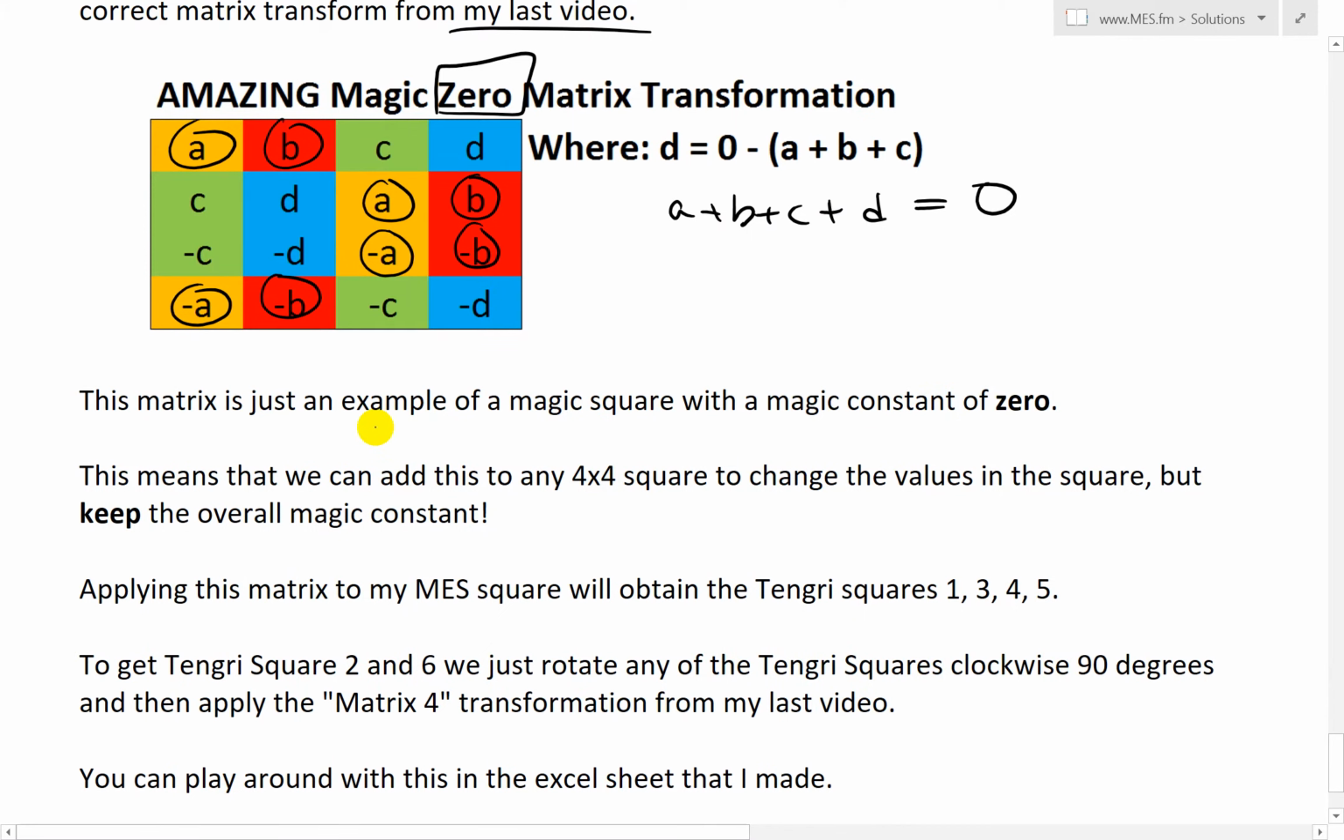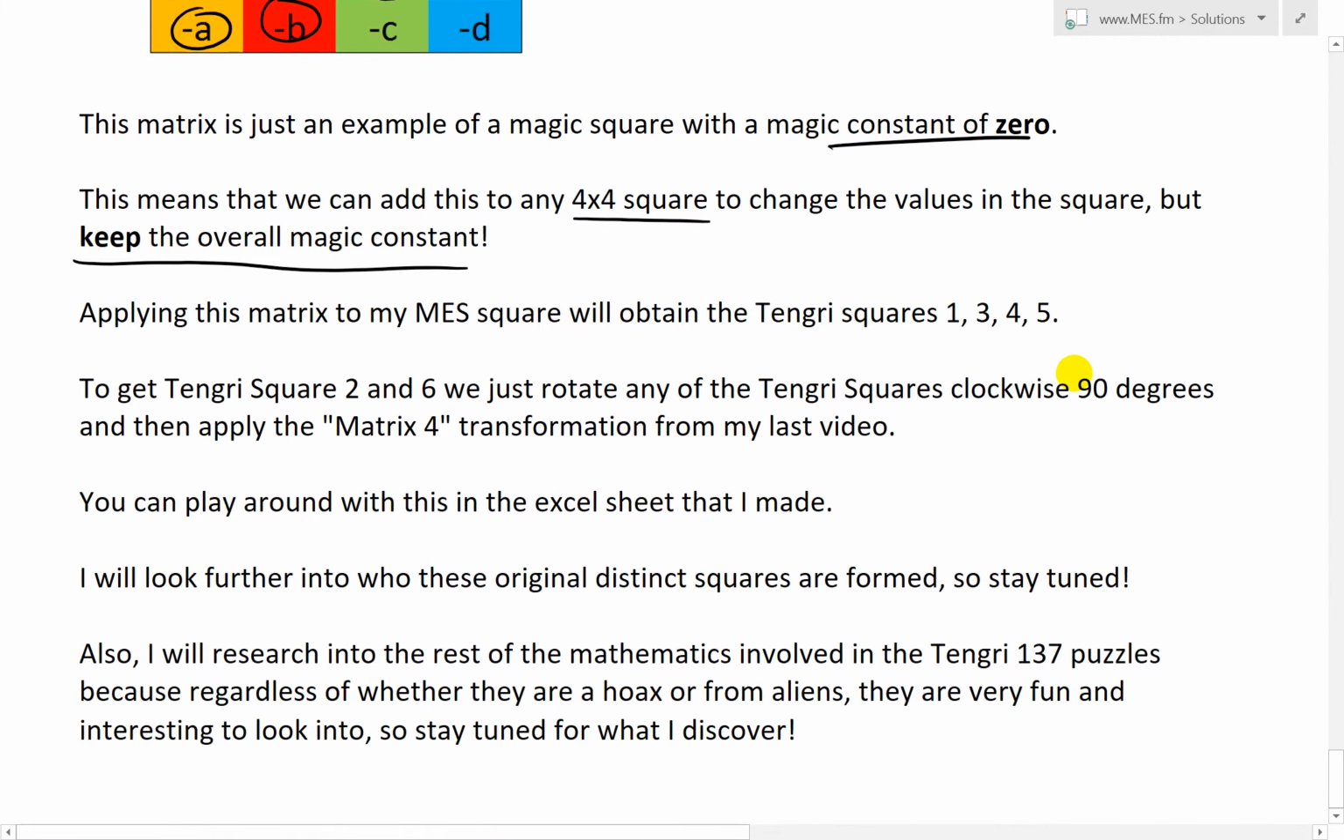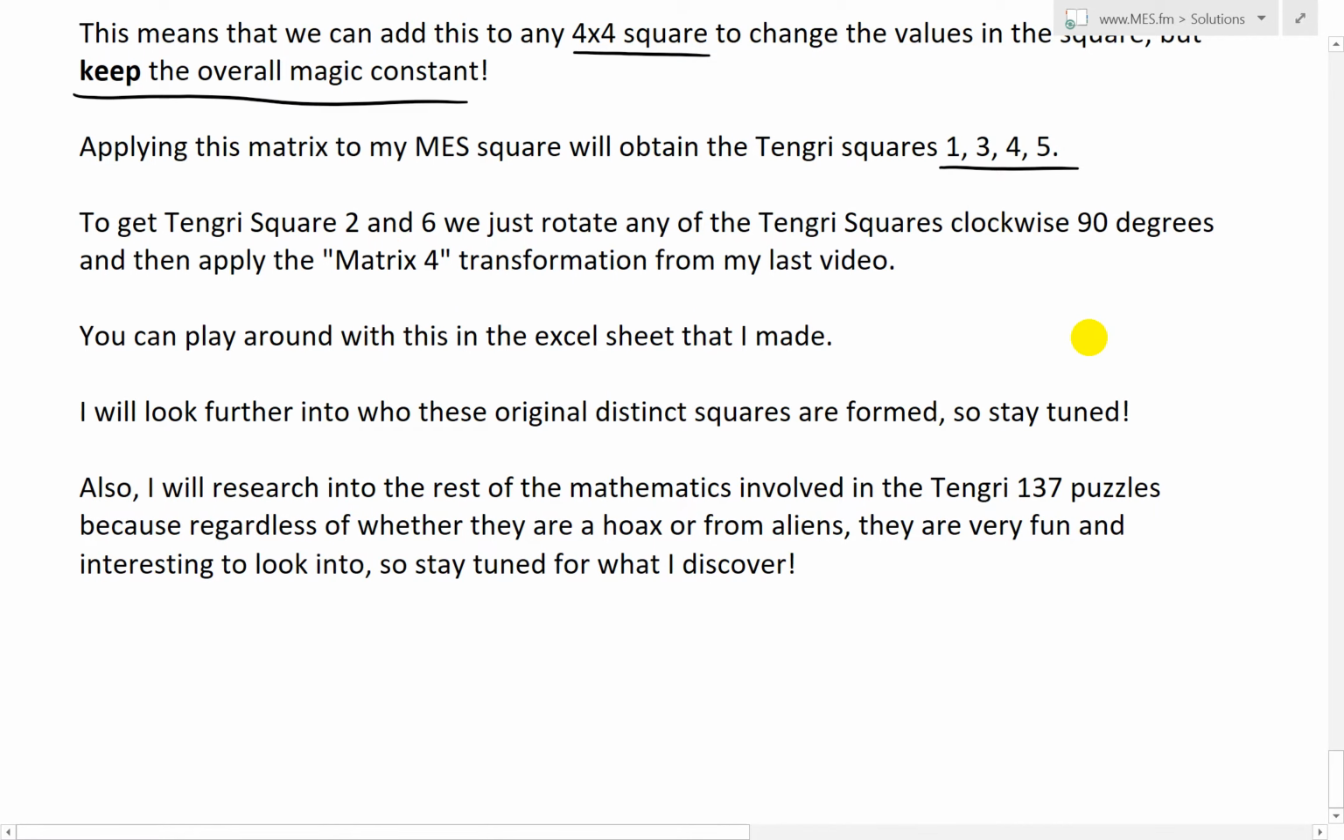This matrix transformation is just an example of a magic square with a magic constant of 0. This means that we can add this to any 4x4 square to change the values in the square, but keep the overall magic constant. Applying this matrix to my MES square will obtain the Tengri squares 1, 3, 4, 5. To get Tengri squares 2 and 6, we just rotate any of the Tengri squares clockwise 90 degrees, and then apply the matrix 4 transformation from my last video, and I'll show this all in a bit. You can play around with this in the Excel sheet that I made. I'll further look into these original distinct squares, how they're formed, so stay tuned.